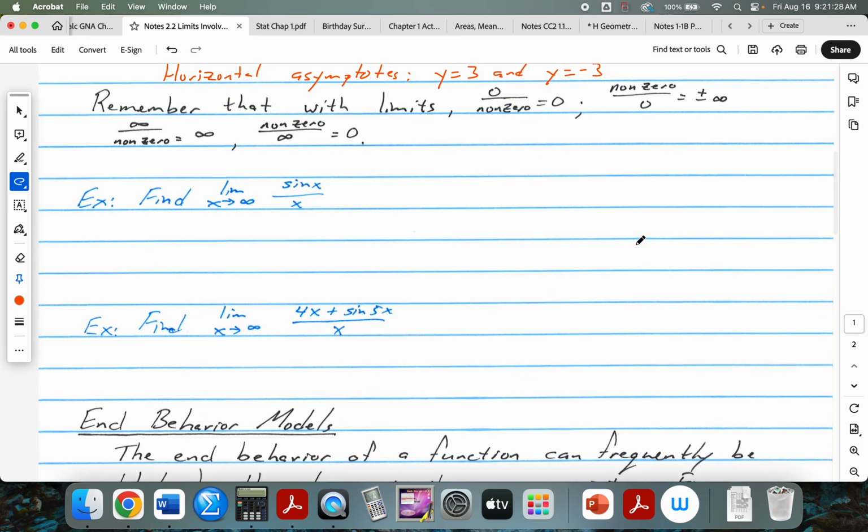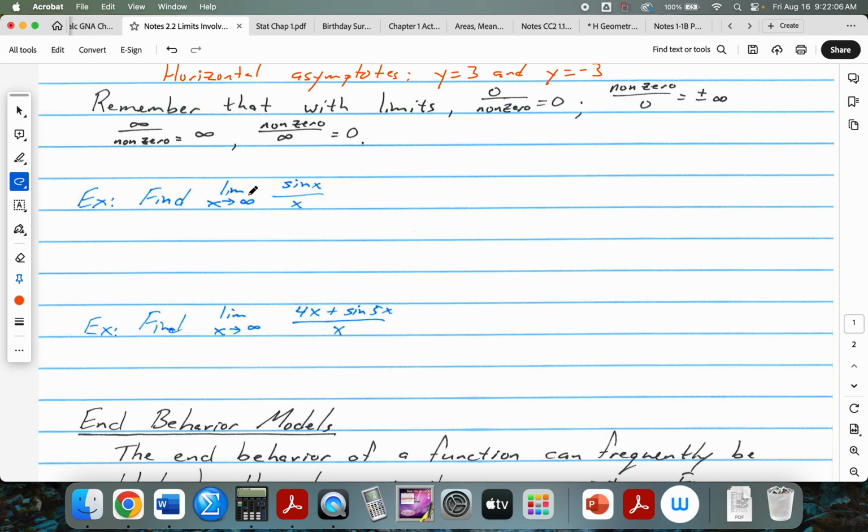Remember that if you've got a limit, if you've got 0 over something non-zero, well, that's 0. If you've got something non-zero over something that's getting close to 0, then that's either going to go to positive infinity or negative infinity, depending on the sign of the numerator and the sign of the denominator. And you're like, wait a minute, 0 doesn't have a sign. Well, if we're approaching 0 from the left, it has a negative sign. And if we're approaching 0 from the right, it has a positive sign.